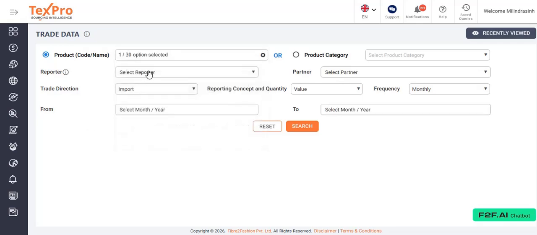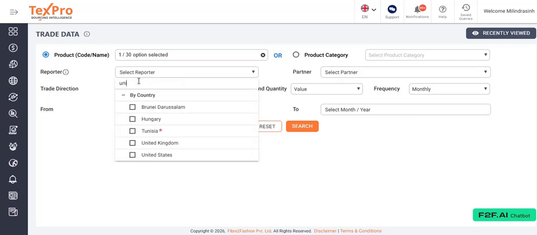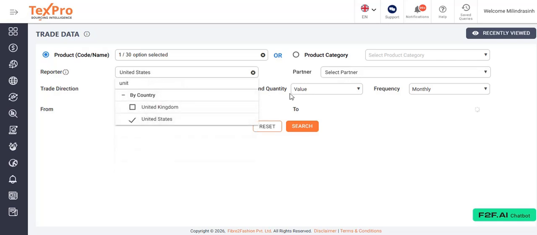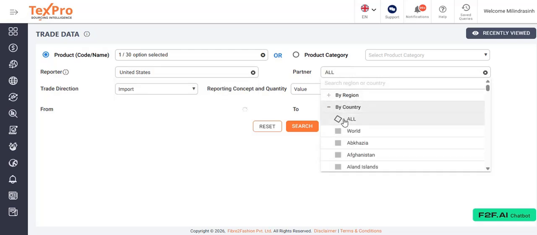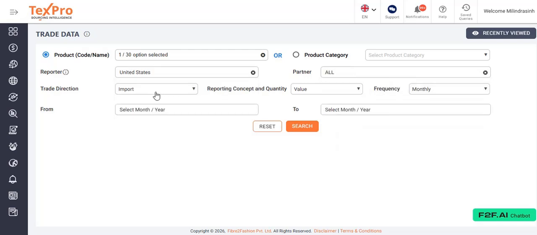In terms of reporter and partner country, you have all combinations. You can see the data by regions or countries. Reporter country is the country from where the trade is originating. So let's take an example of, let's say, United States. The trades are reported in terms of all trade flows. So you can have the imports or exports or the trade balance or the total trade of the reporter country. Let's look into the imports of US.